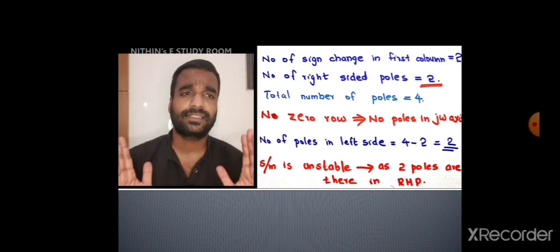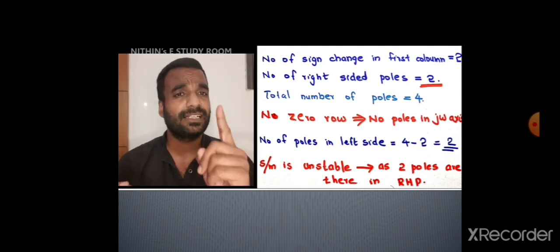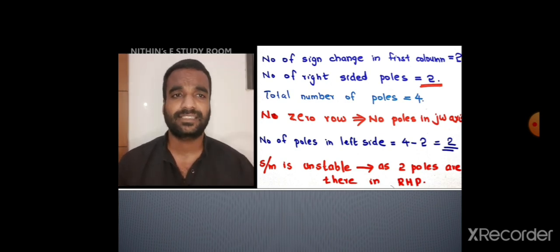Anyhow, there are 2 poles in the right side. Even if there is a single pole on the right side, the system is unstable. So we can write: the system is unstable because 2 poles are there in the right half plane, RHP.